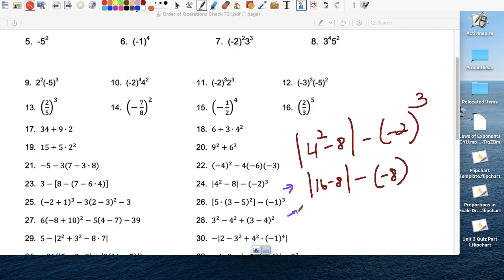Second line after that, I can do 16 minus 8. I'm still not taking the absolute value. Yeah, I mean, you can. But 16 minus 8 is 8, and I still have not taken the absolute value. Again, you could have. I just didn't. Absolute value of 8 is 8, right? And then minus negative 8. And obviously that will give us 16.